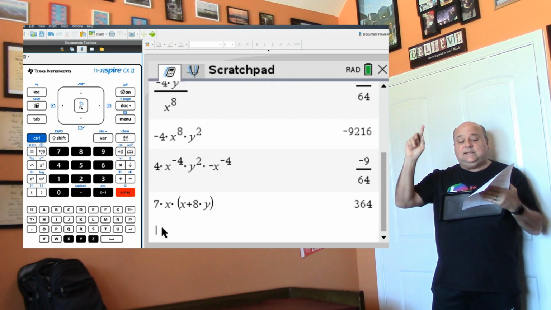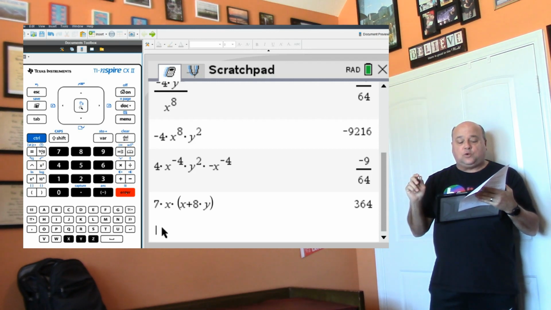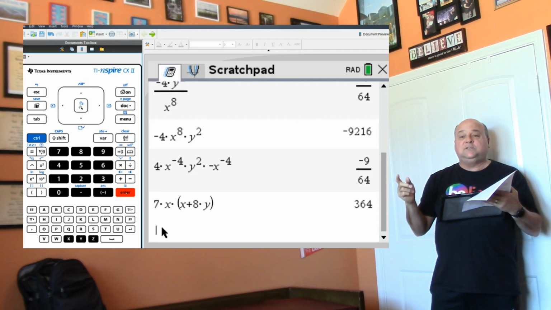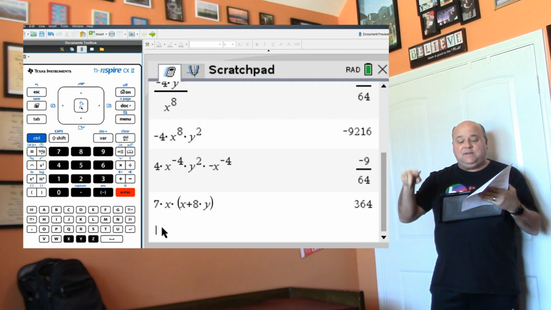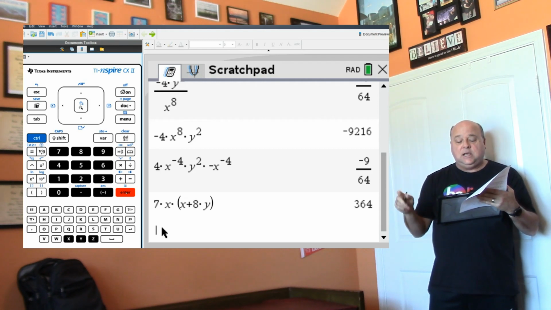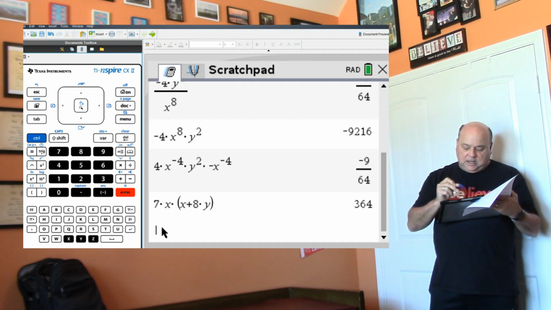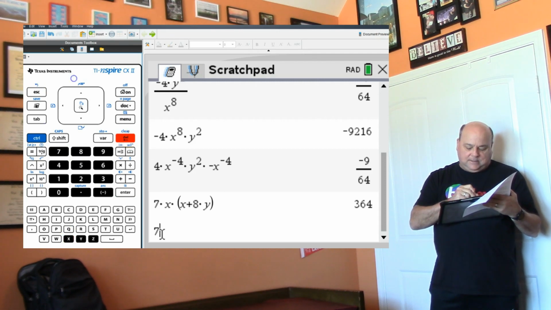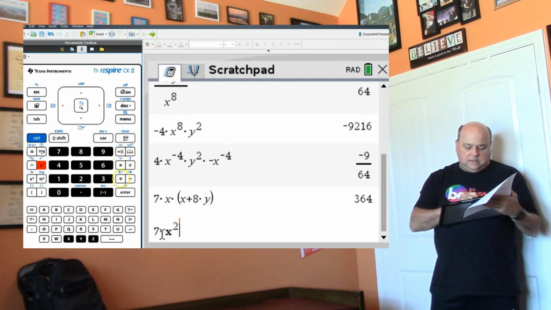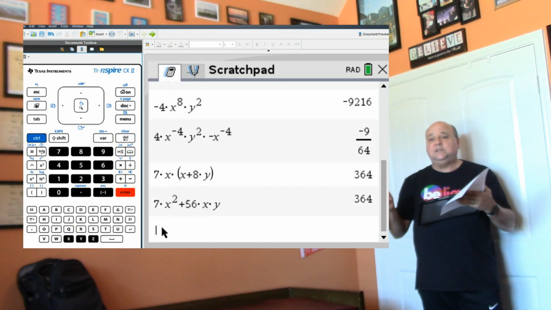Now then, really quickly, 7x times x is 7x squared. We have to start off with 7x squared. And the 7 times 8 is a 56. So we have to end up with 56. So let's go to D. Letter D is 7x squared, or 7 times x squared. Not 7 plus 7 times x squared, plus 56 times x times y. Hit enter, and notice we get 364.